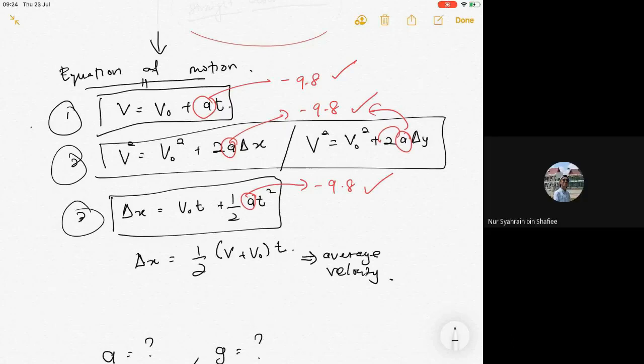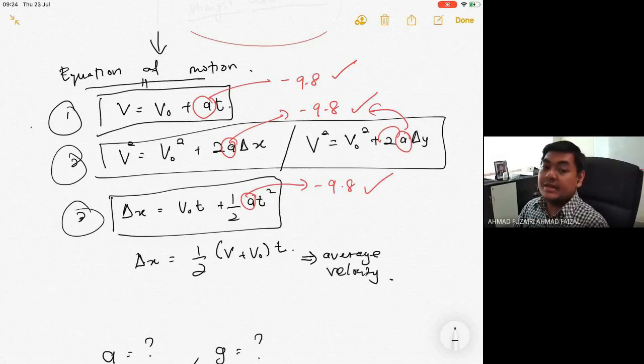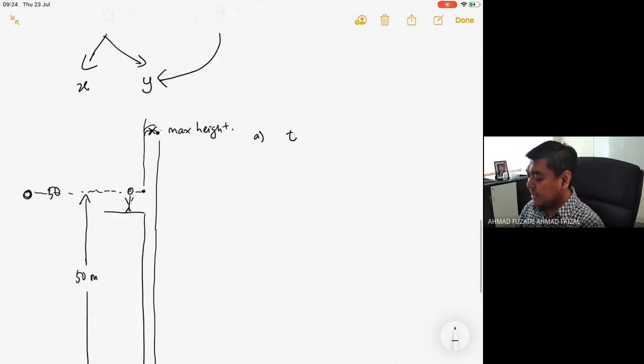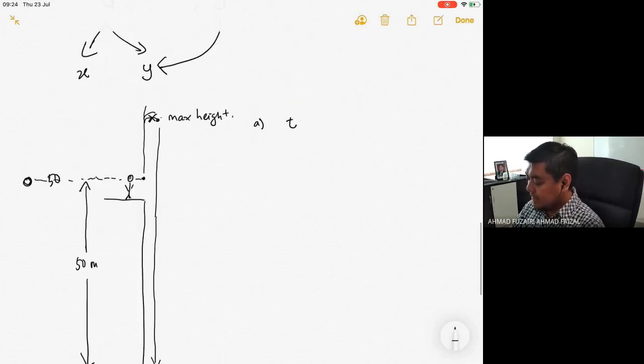Sebab dia no tak ada T. Yes, definitely dia tak ada time. Bila tak ada time, buat apa sedangkan kita nak cari time. So kita kena cari equation yang ada maklumat yang paling lengkap, okay, untuk kita dapatkan T. So in this case, we should use equation number 1 because V equals to V naught plus AT.